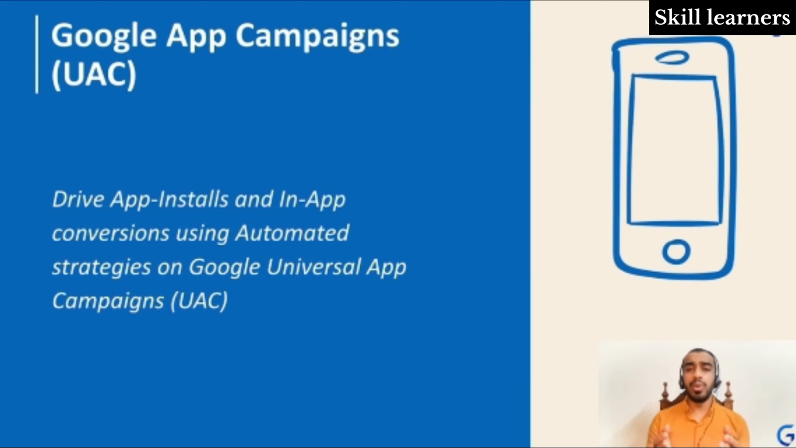So through Google UAC, you can drive install volume, that is the maximum number of people actually installing your app, or you can even look at quality app traffic, that is people who are more likely to do a particular event in your app. So let's move on and see what else Google UAC has to offer.